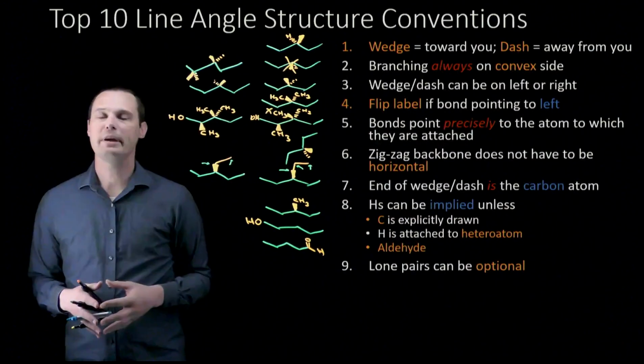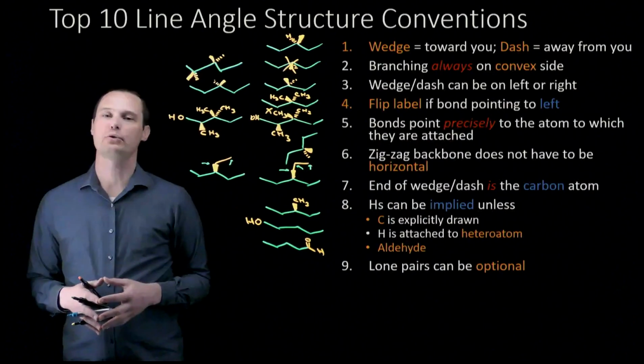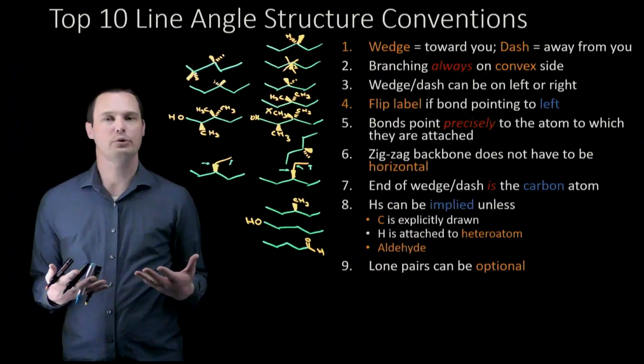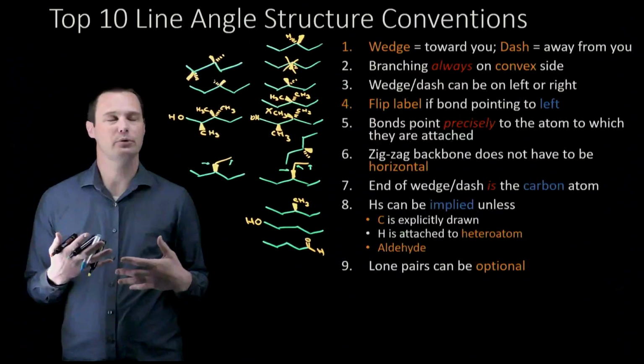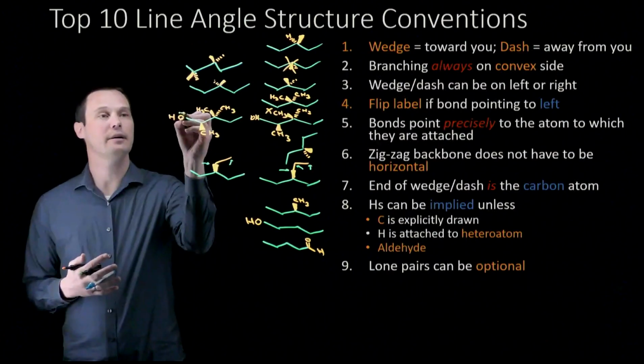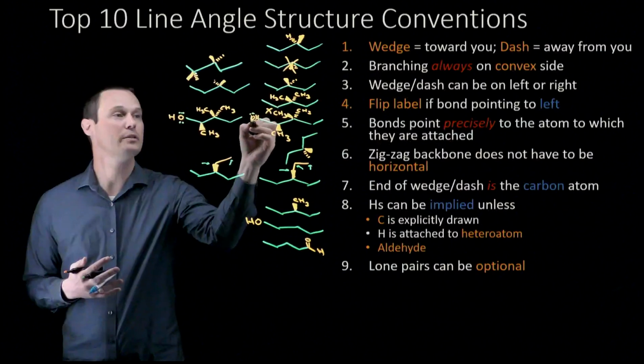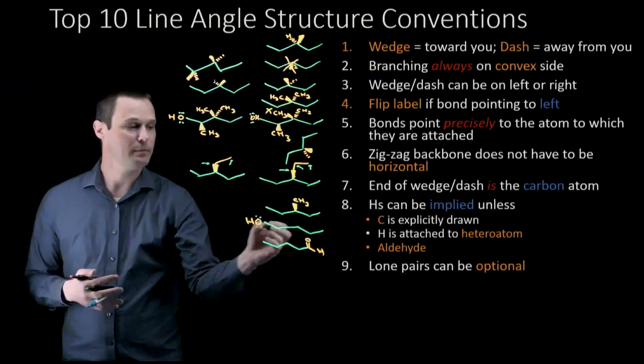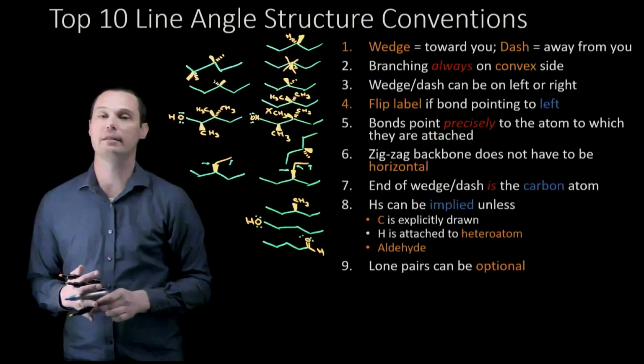Number 9. Lone pairs can be implied in line angle structures. You're welcome to draw them in if it helps you describe what you're trying to draw. If it helps you draw a mechanism, you're always welcome to draw in lone pairs, but lone pairs can be implied. So I've had heteroatoms here that had lone pairs that I've not drawn in. That's okay. They can be implied. If I wanted to, though, I could write in the lone pairs.